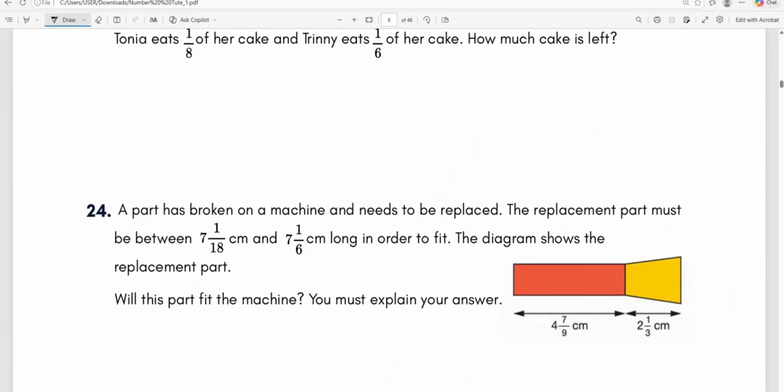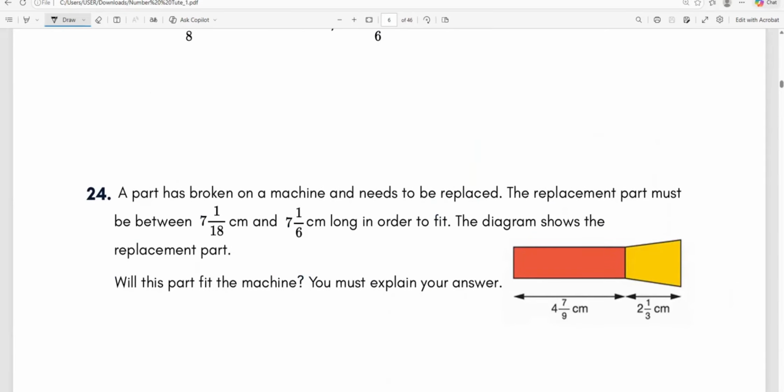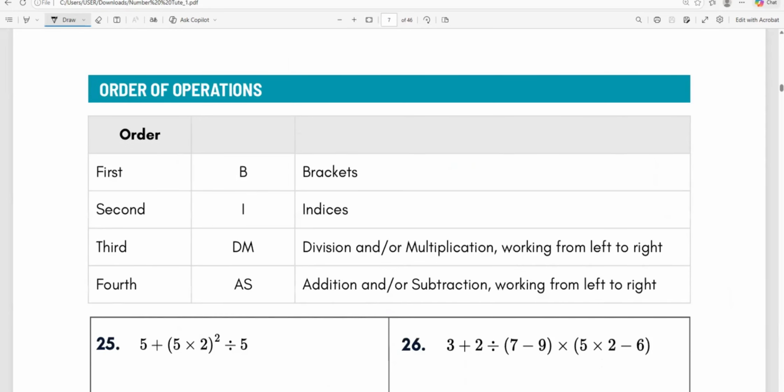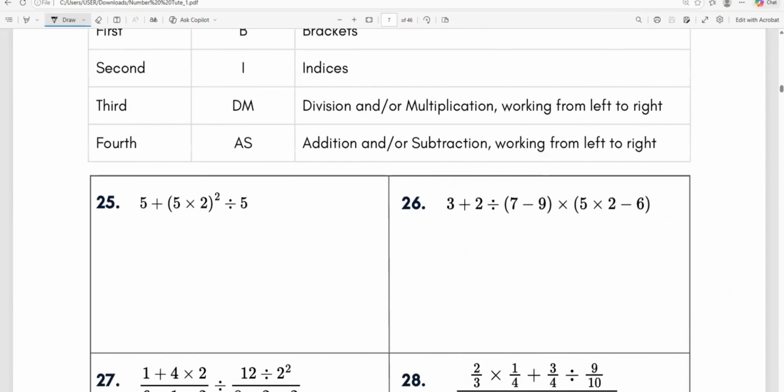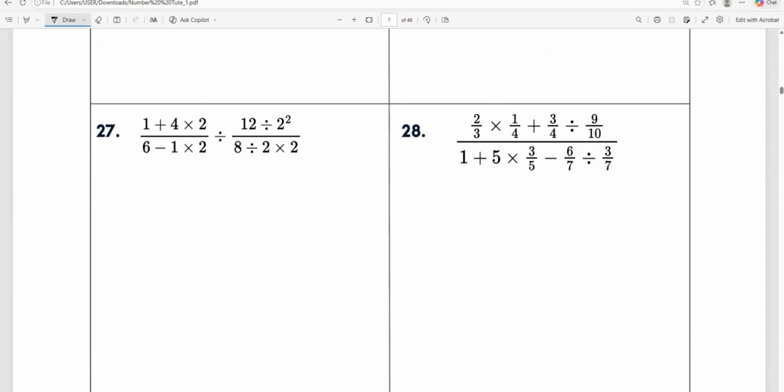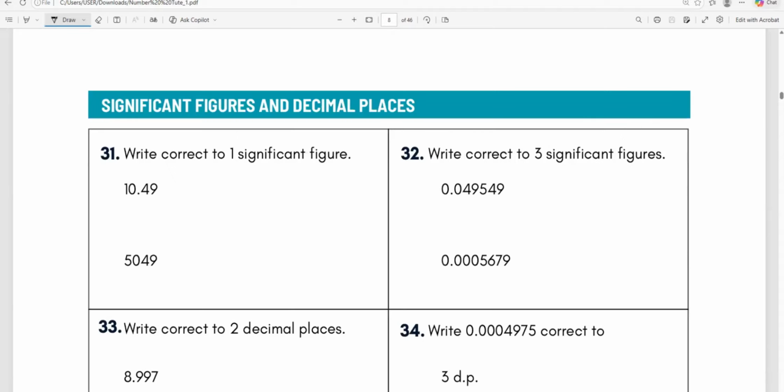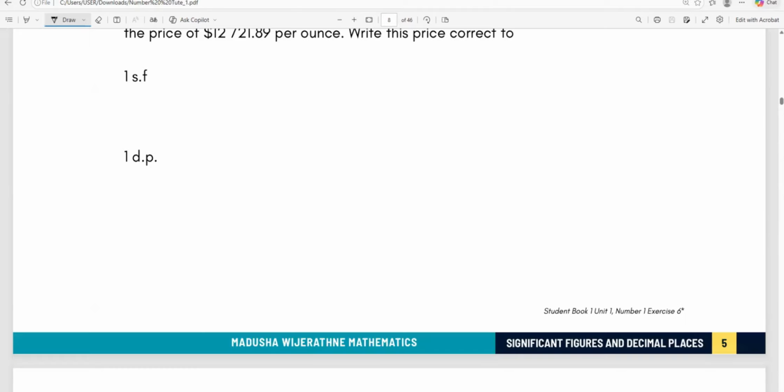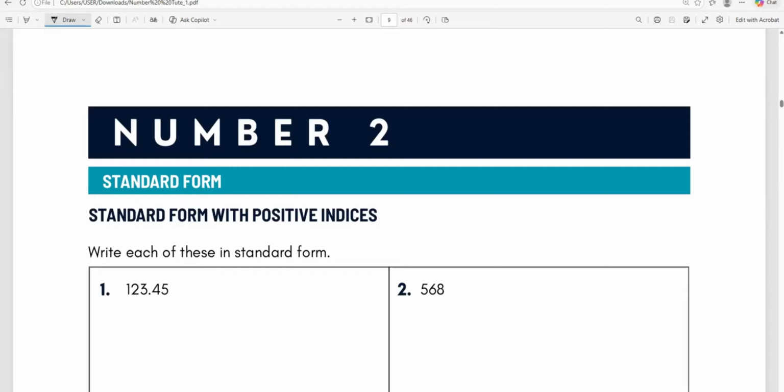Then 23 and 24, I'll give you to do as homework. 23, 24. That's your homework. 2 questions are there. The next day we have to start from order of operations, then significant figures. Then the first unit, first lesson, number 1, is done. Then from standard form onwards, number 2, that is unit 2, first lesson.